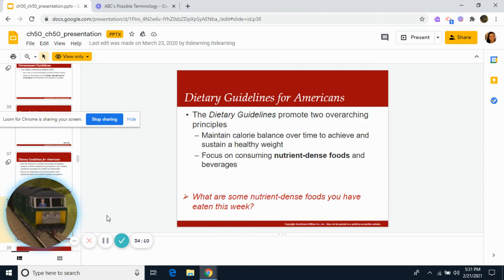The dietary guidelines promote two overarching principles: maintain calorie balance over time to achieve and sustain a healthy weight, and focus on consuming nutrient-dense foods and beverages. What are some nutrient-dense foods you have eaten this week? Let me know in the comments.